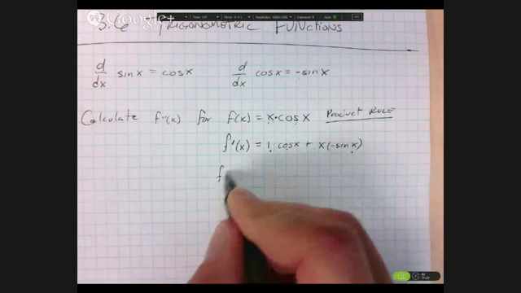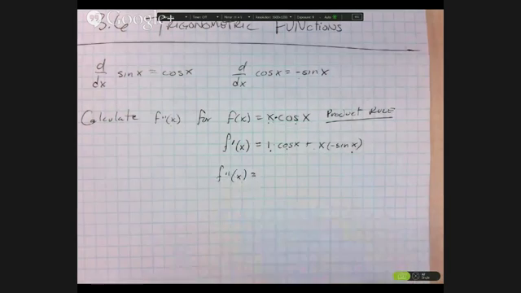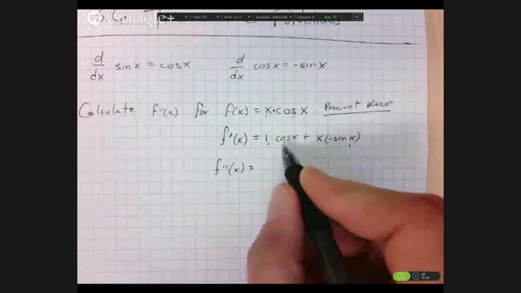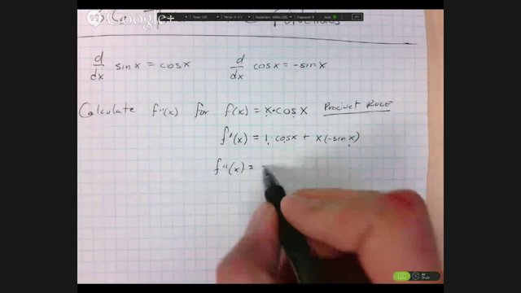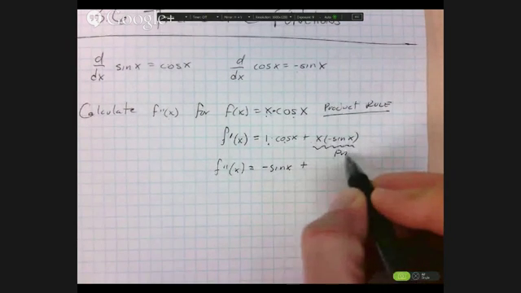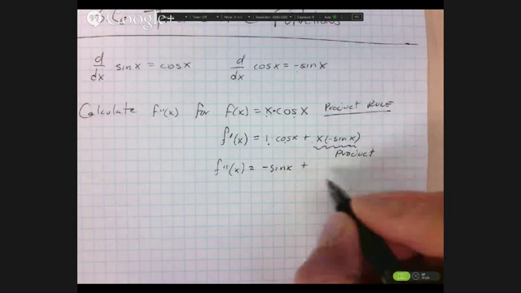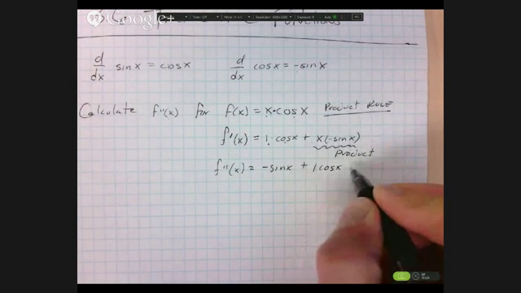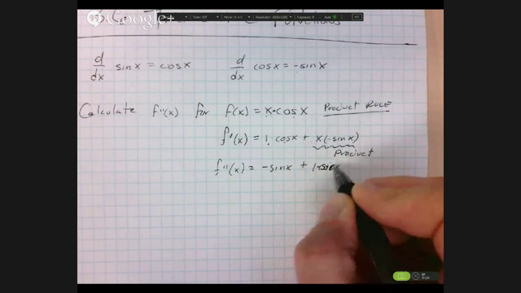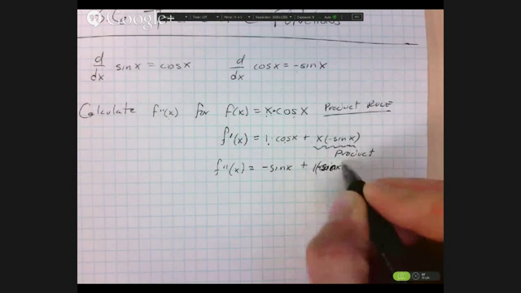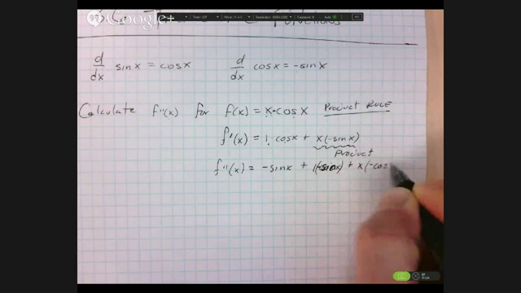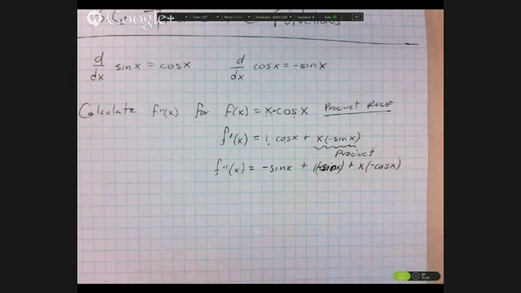Okay, second derivative. What's the derivative of cosine? Negative sine x. Plus 1 times negative sine, plus x times negative cosine. Let's do the third derivative.